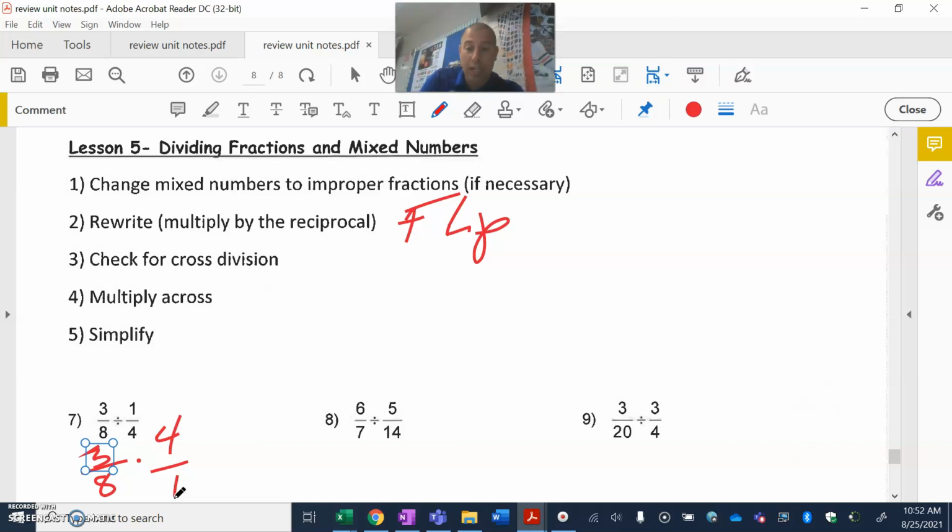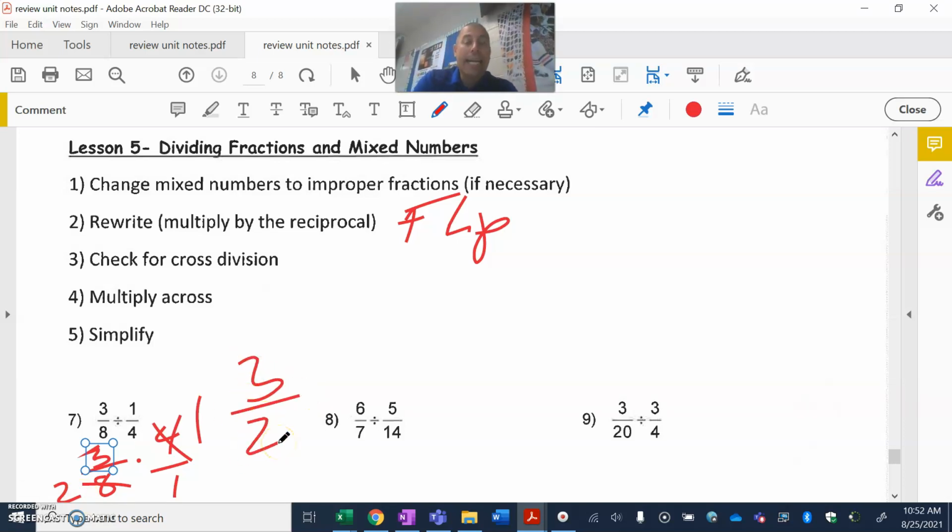Look for cross division. I see it. I see the 4 and the 8. We can divide them both by a 4. So 4 divided by 4, 1. 8 divided by 4, 2. Now let's just multiply across. 3 times 1, 3. 2 times 1, 2.